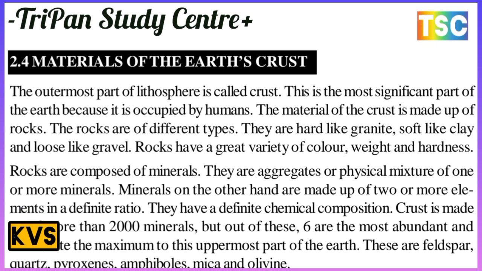The outermost layer of the lithosphere is called the crust, and this is the most significant part of the earth because it is where humans live. The material of the crust is made up of rock. The rocks are of different types: hard like granite, soft like clay, and loose like gravel. Rocks have a great variety of colors, beds and hardness.